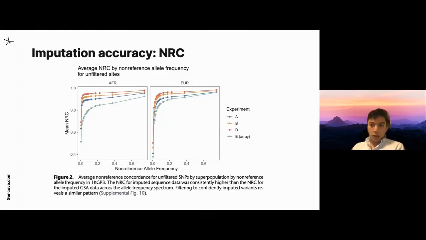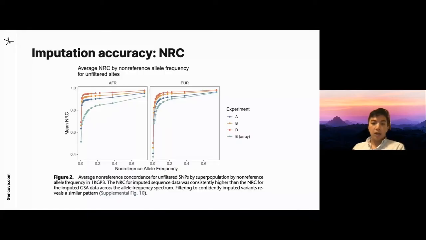So the first of which was the non-reference concordance. Basically, what you see here is a plot of non-reference allele frequency on the x-axis versus the mean non-reference concordance for that particular allele frequency bin. And here we have the panes stratified by population, and the colored lines stratified by the assay that was actually evaluated here. The relevant thing to notice in this particular figure is the relative performance of all these lines compared to the grayish green one on the bottom, which is the performance of a genotyping array, the Illumina GSA.